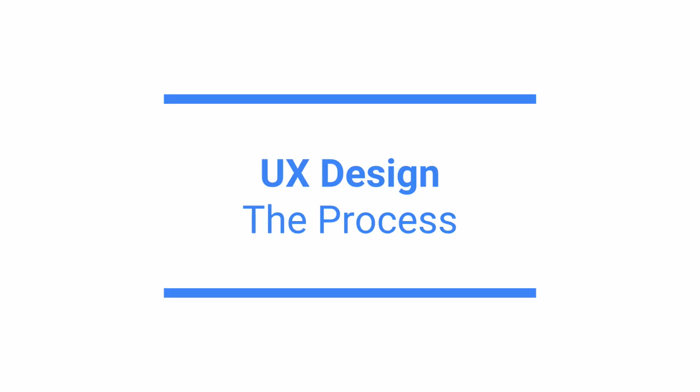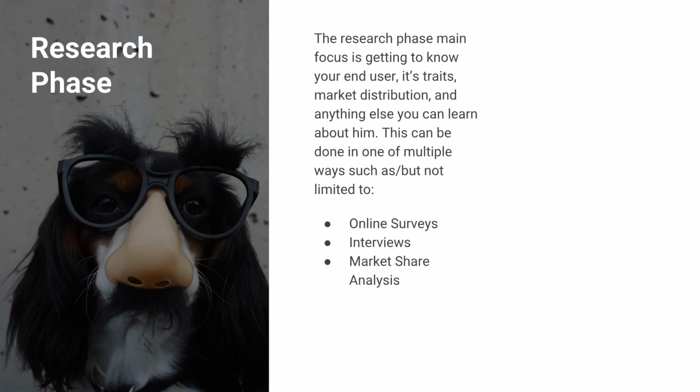So that's all we have as far as user experience goes. And there's also the process, which is something we'll also try to go over very quickly. So the process for UX design is something like this. There are about 5 to 6 major phases. The first one is the research phase. When you're building your product, you should get to know your end user. You need to know their traits, market distribution, anything you can learn about them.